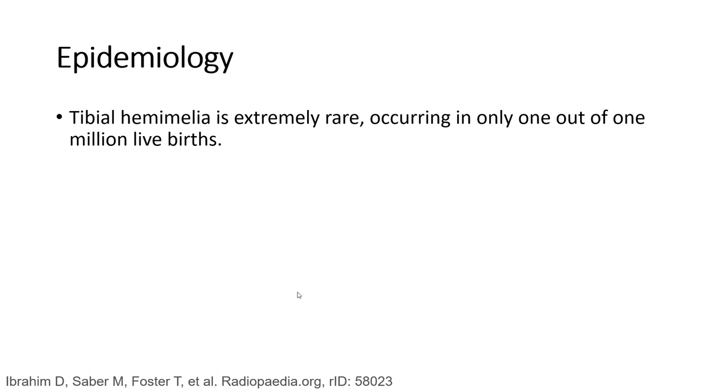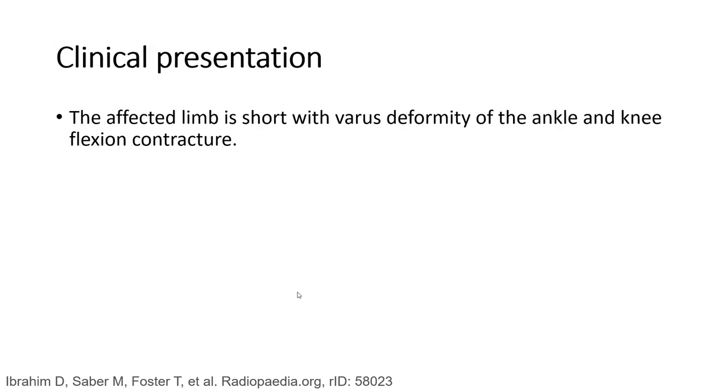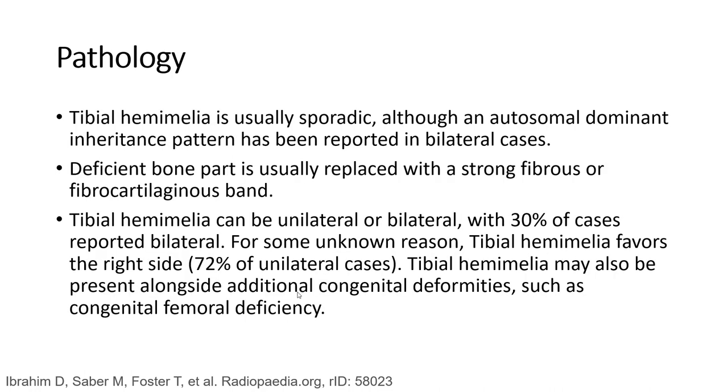Tibial hemimelia is extremely rare, occurring in only 1 out of 1 million live births. The affected limb is short with varus deformity of the ankle and knee flexion contracture. It is usually sporadic, although an autosomal dominant inheritance pattern has been reported in bilateral cases.